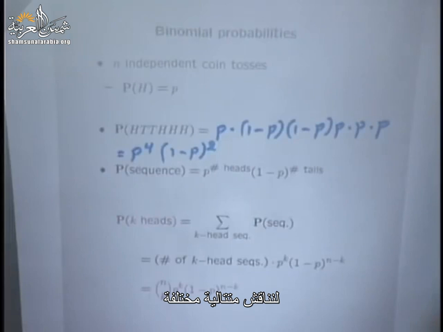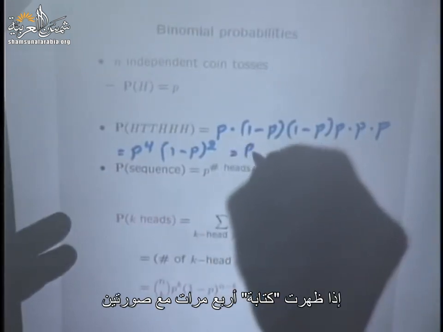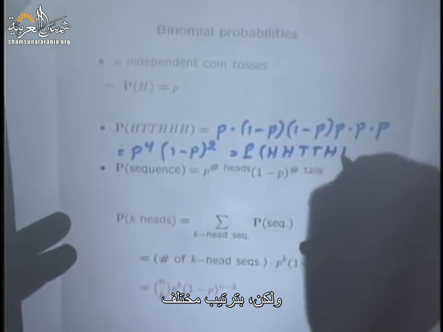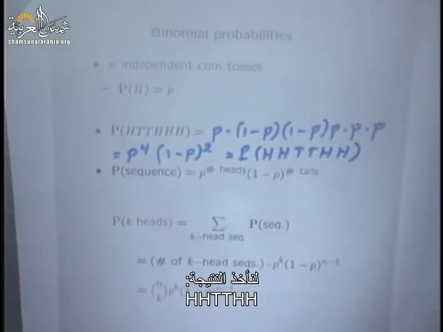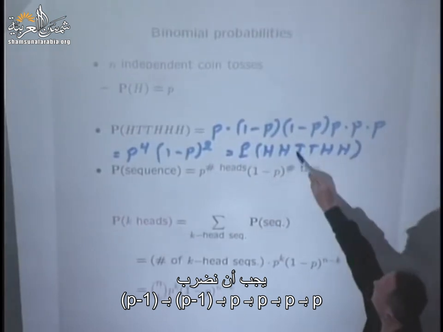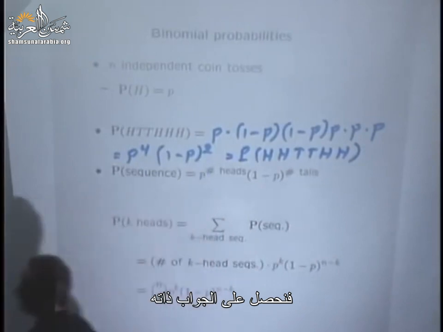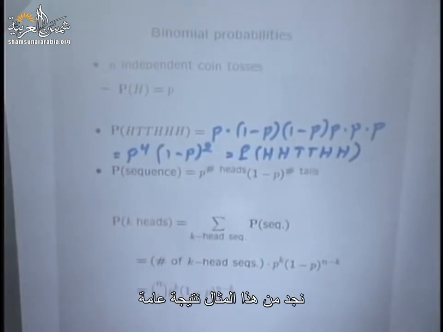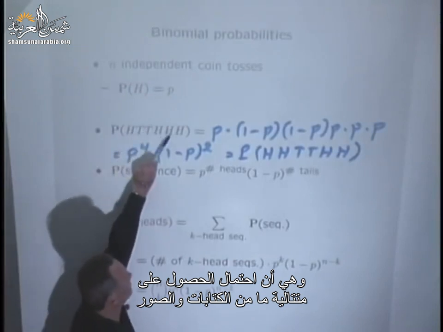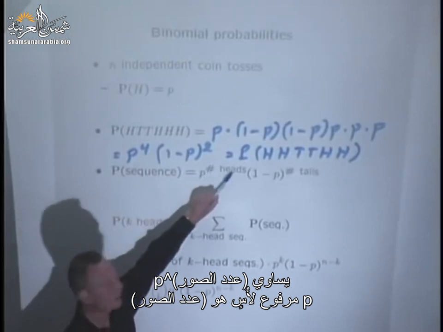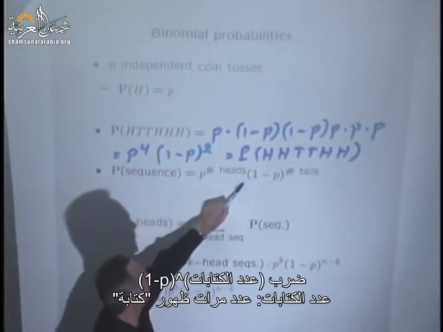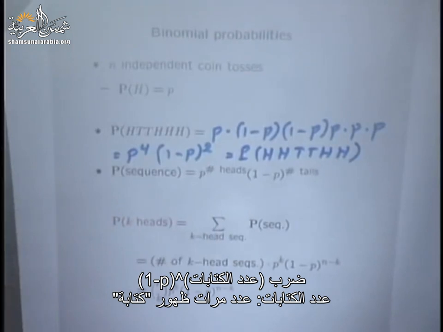How about a different sequence? If I had four heads and 2 tails, but in a different order, let's say, if we considered this particular outcome, would the answer be different? We would still have p times p times p times p times 1 minus p times 1 minus p, and we would get again the same answer. So what you observe from just this example is that more generally, the probability of obtaining a particular sequence of heads and tails is p to a power equal to the number of heads. So here we had four heads, so there's p to the fourth showing up, and then 1 minus p to the power number of tails.